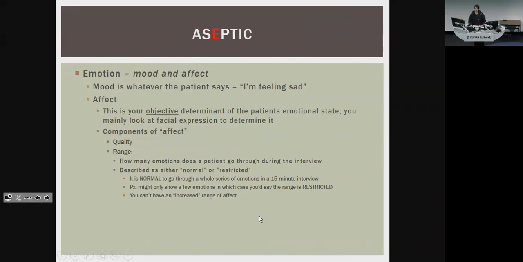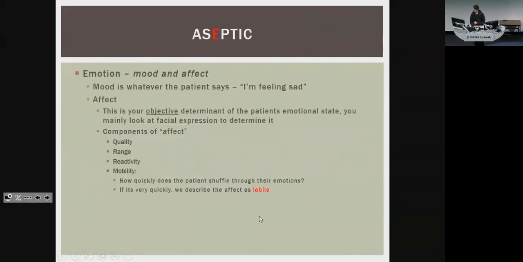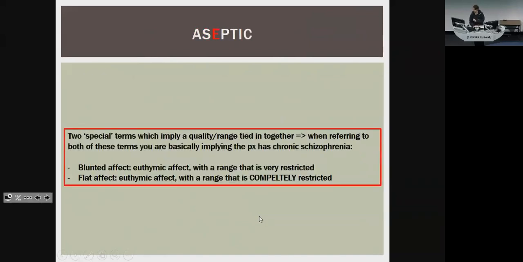Importantly, you can't have an increased range. You can't make up emotions, okay? There's only a set number of emotions that humans can have. What you were referring to, if you said that a patient has an increased range, is that in that 45-minute consult they went through a wide variety of emotional states. And that's more appropriately reflected as mobility, which we'll cover very shortly, okay?